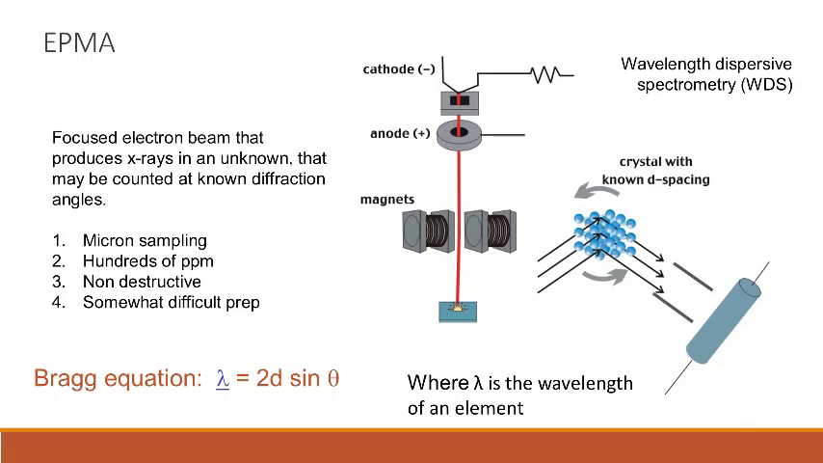The preparation for the instrument is somewhat difficult, but not terribly onerous. Samples have to be flat and well polished, and the entire system operates under a vacuum, and that may take a while to achieve with some samples. Again, we're just applying the Bragg equation. This time, again, we don't know the wavelengths we're generating. We're after the elements of interest that are producing those wavelengths.